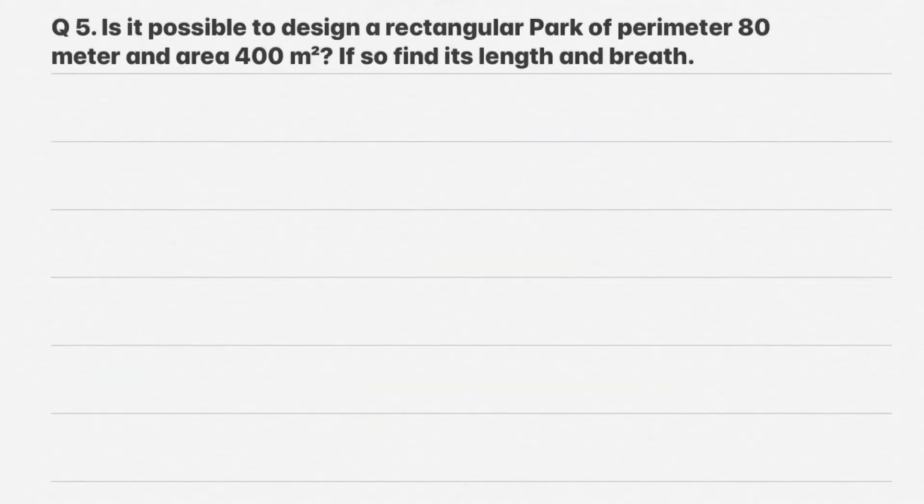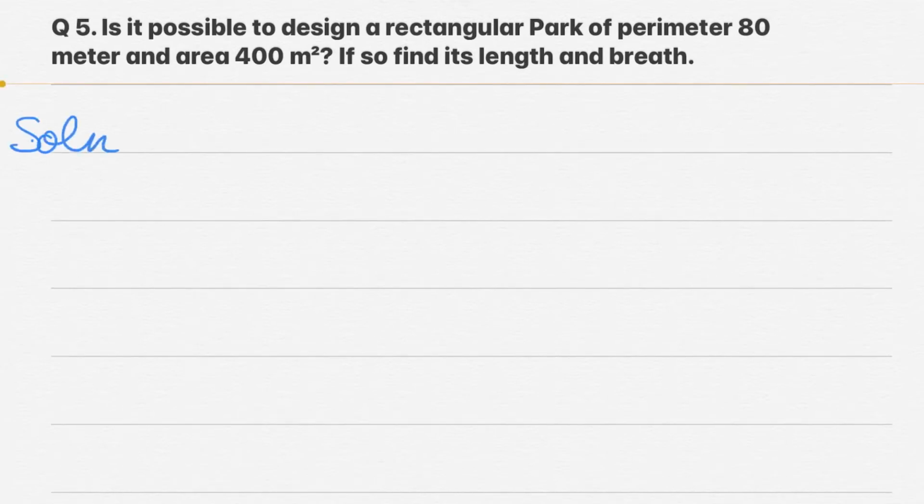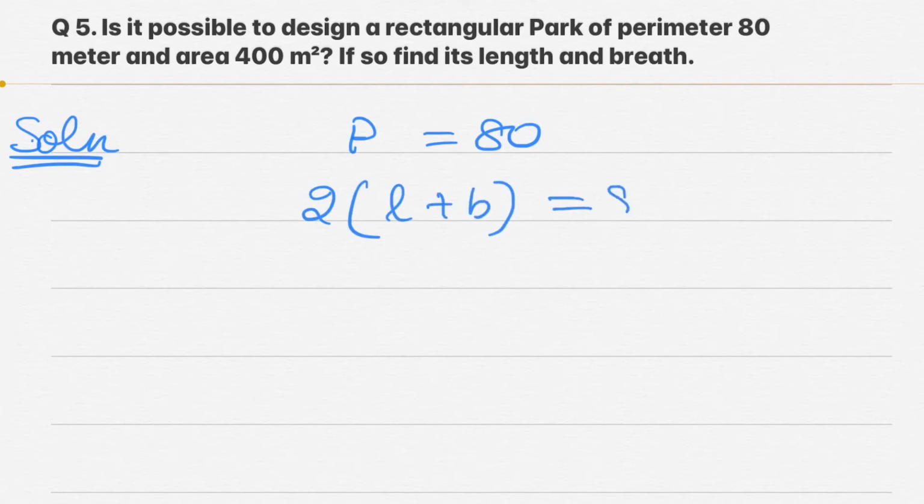Last question of this exercise, question number 5. It says, is it possible to design a rectangular park of perimeter 80 meter and area 400 square meter? If so, find its length and breadth. What is given to us is the perimeter is equal to 80. So perimeter would be equal to twice L plus B is equal to 80.